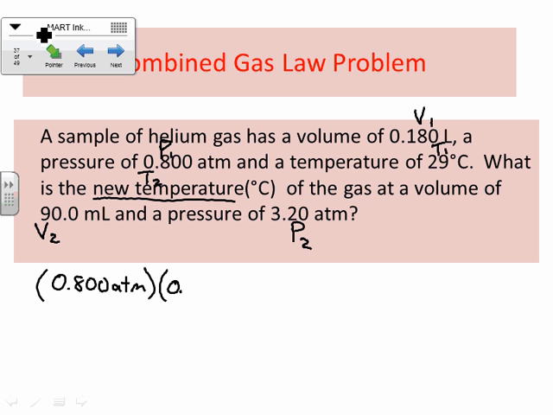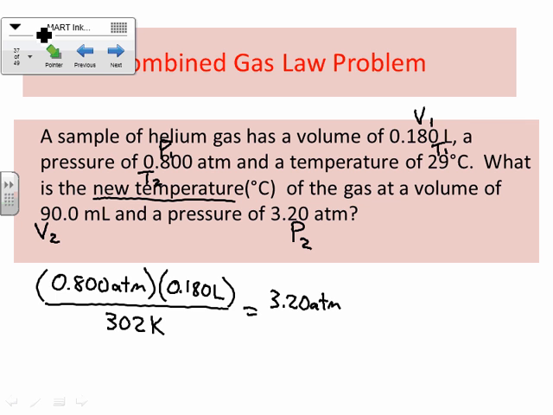So it's 0.180 liters, I think, is what we had written there, divided by our temperature, which, once we add the 273, is 302 Kelvin. And that's equal to our new pressure, 3.20 atmospheres, times our new volume, which we did dimensional analysis here and figured out is 0.0900 liters, divided by our T2. That's what we're actually trying to find. That's what we don't know.